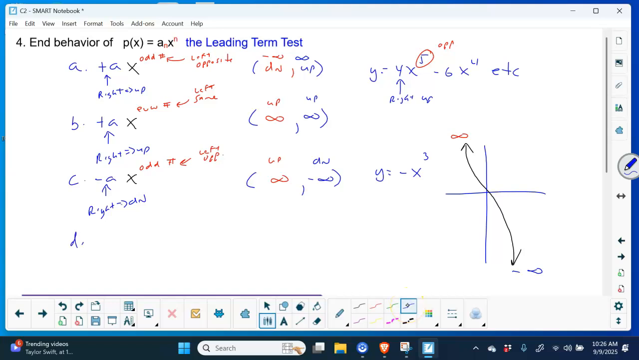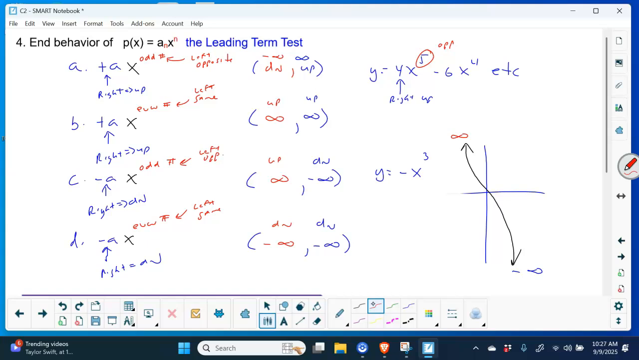And then the last possibility is a negative a with an even exponent. Once you learn the pattern, it's pretty simplistic. So again, always start with the lead coefficient. Always understand you're starting with the right. And so our right is down. Our right is negative infinity. Even says the left is the same. So this one is negative infinity, negative infinity. And that's the lead term.